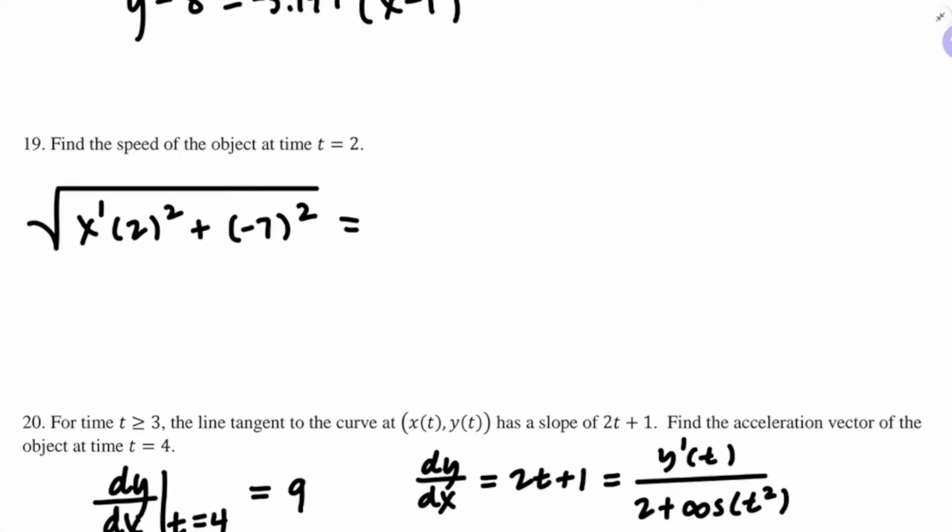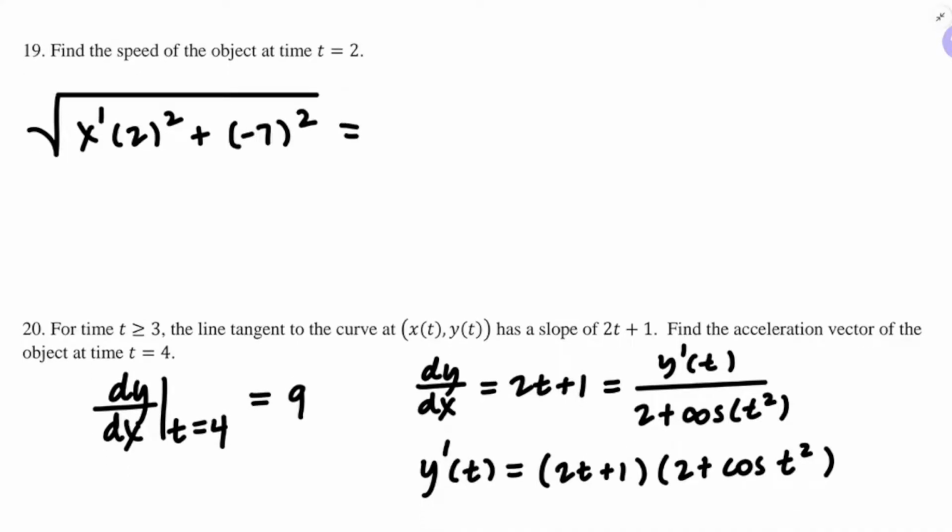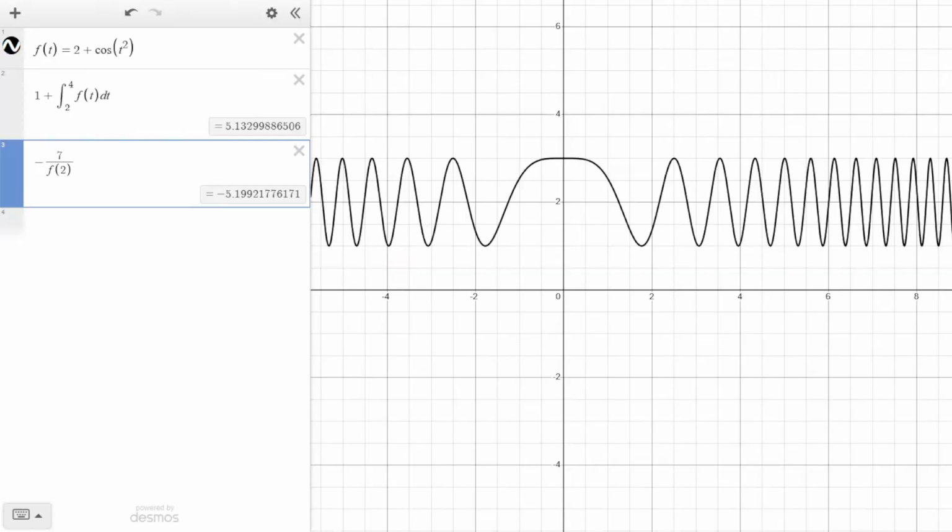Next, I need to find the speed of the object at time t equals 2. So that's going to be the square root of x prime of 2 squared plus 49. Oh, x prime of 2. I'm not thinking that's f of 2. Okay, but helpfully, Desmos told me I don't know what you're talking about. You have not defined that. So that's 7.128.